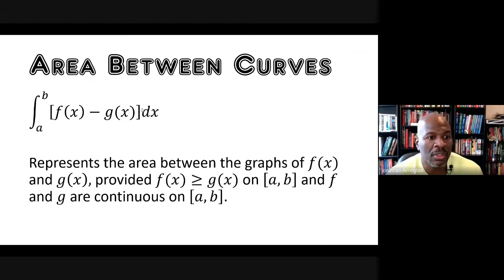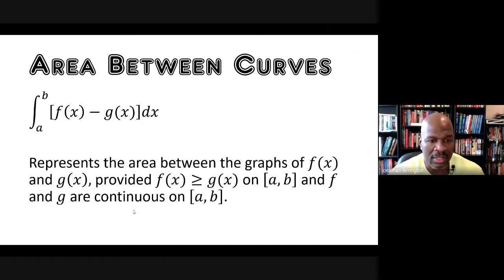More generally, the integral from a to b of f of x minus g of x represents the area between the graphs of f and g, provided f is greater than or equal to g on the interval and f and g are continuous on the interval. We'll get a look at why we need that provision that f be greater than or equal to g in one of our examples. Of course, the fact that they need to be continuous is quite obvious if you understand integration.